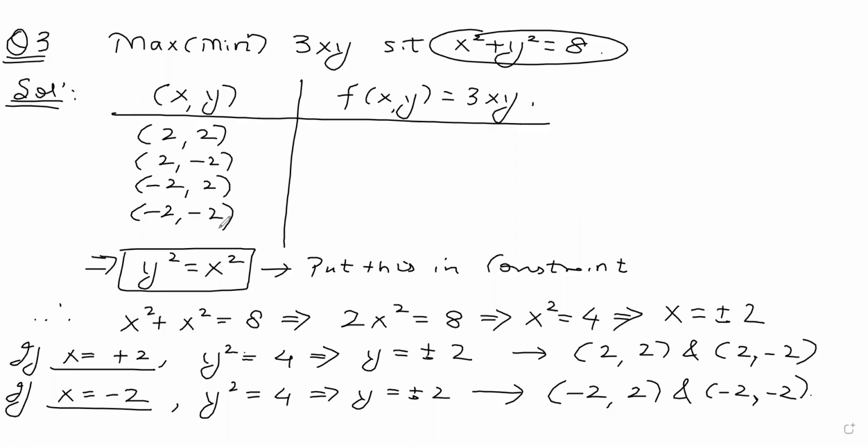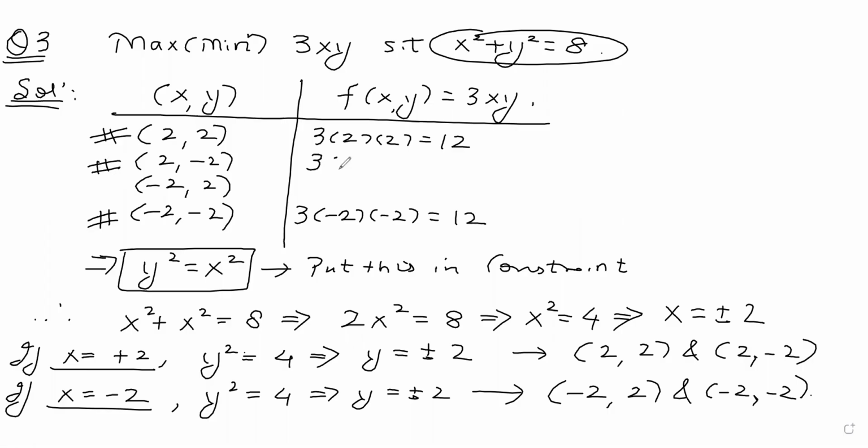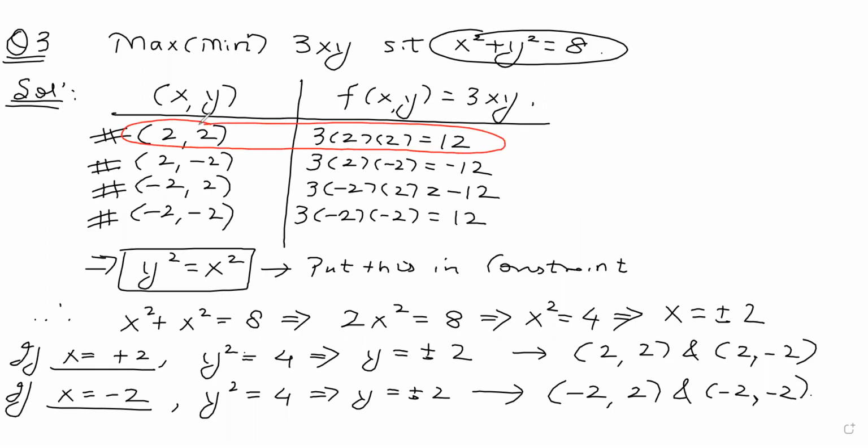So all students can see, if I put 2 comma 2, I get 3 into 2 into 2, which is 12. And if I put minus 2 comma minus 2, then also I get the same value of f of xy, which is 12. If I put 2 comma minus 2, I get 3 into 2 into minus 2, which is minus 12. If I put minus 2 comma 2, I get 3 into minus 2 into 2, which is minus 12. Clearly, all students can see that the function has a maxima at 2 comma 2 and minus 2 comma minus 2.